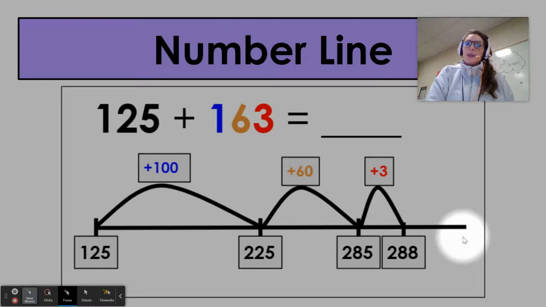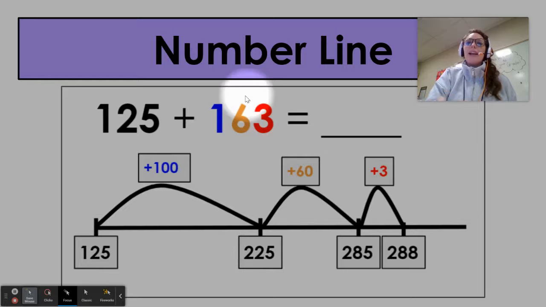Our next strategy that we have used this school year is adding on the number line. We are going to use the same equation from the previous slide. 125 plus 163. In this case, I am going to start with the number 125. It comes first in our equation, so I'm going to write it on the number line. My first step is to add the hundreds. I'm going to add 100. 125 plus 100. I will land on 225.